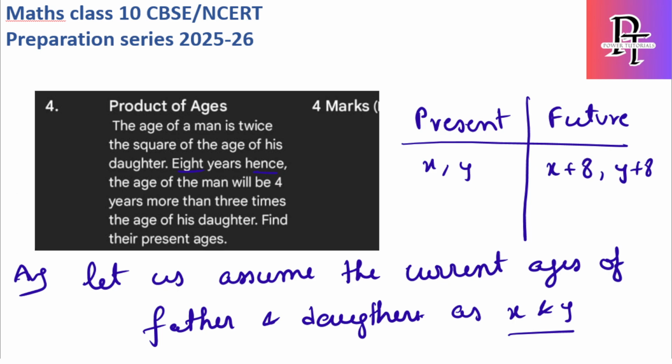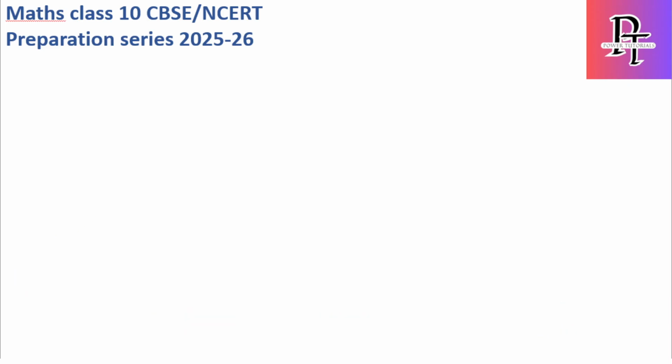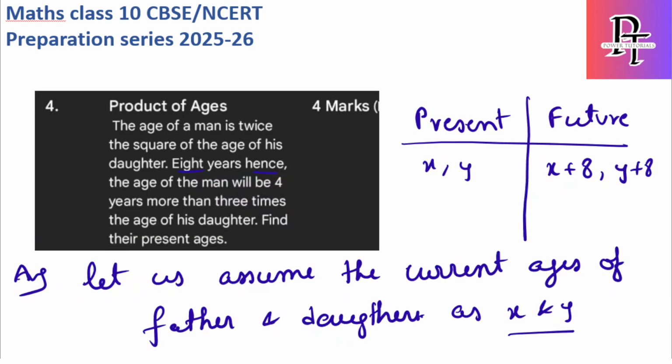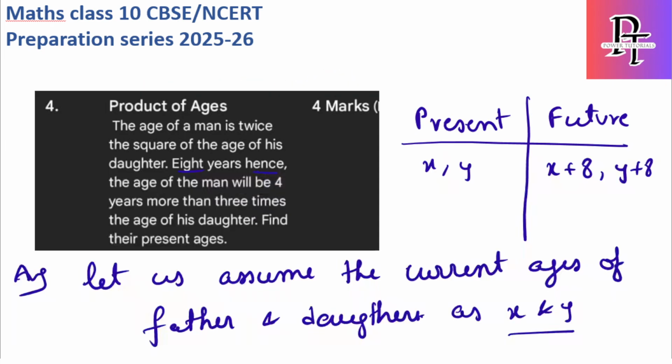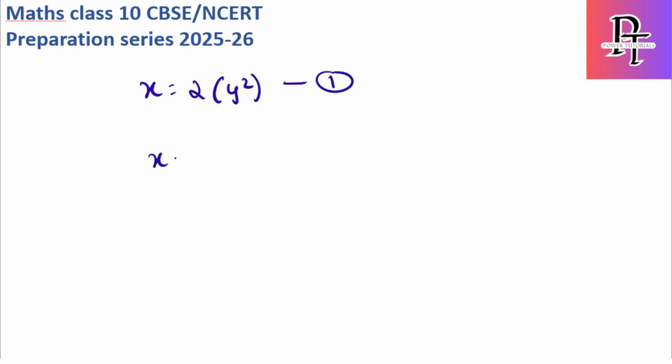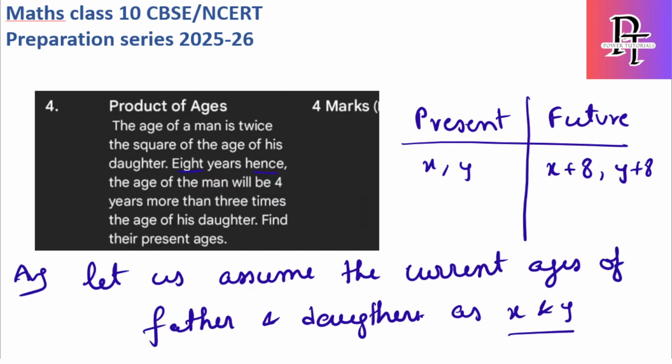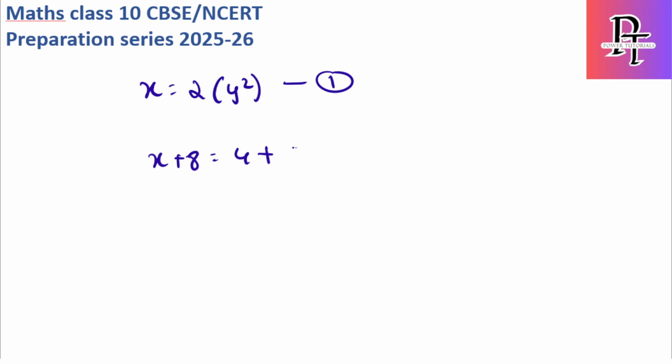Now let's solve the question. First scenario, what is the present condition? Age of man is twice the square of age of his daughter. So x is equal to twice, not only twice, it is twice the square. So this is one. Second, 8 years hence the age of man will be 4 more than 3 times. First of all, what is age of father now? X plus 8. X plus 8 is 4 more than 3 times the age of what? 3 times the age of daughter, which is y plus 8.